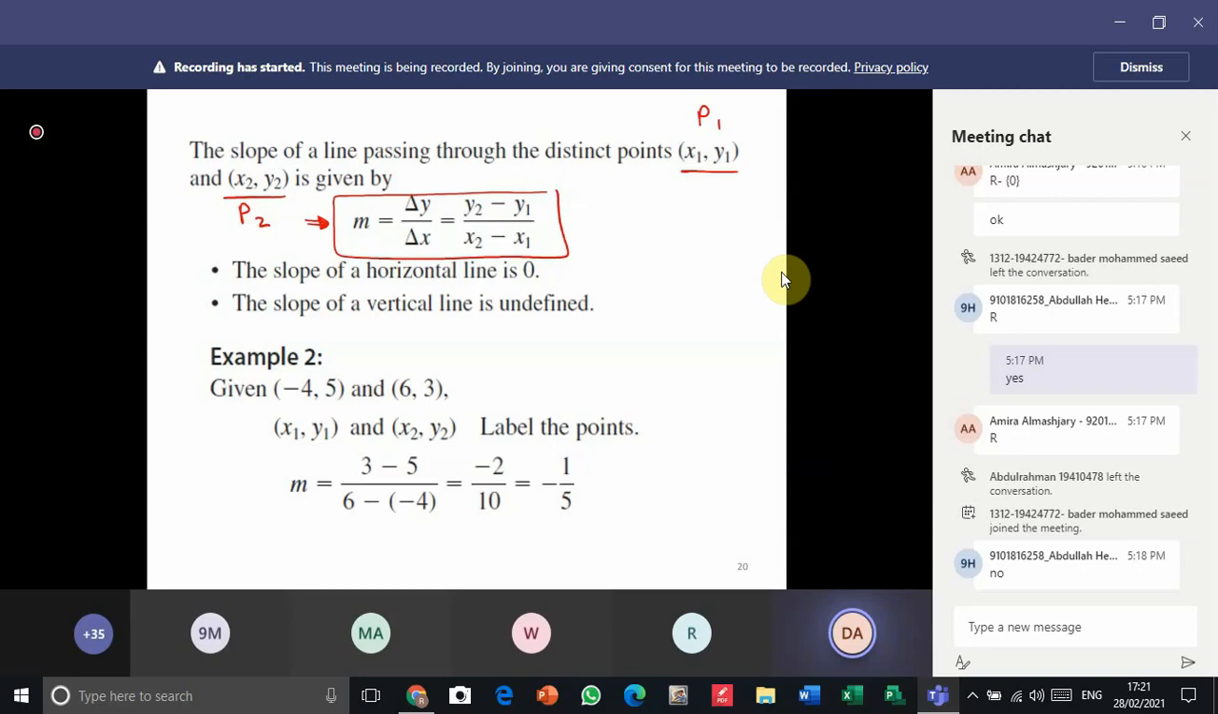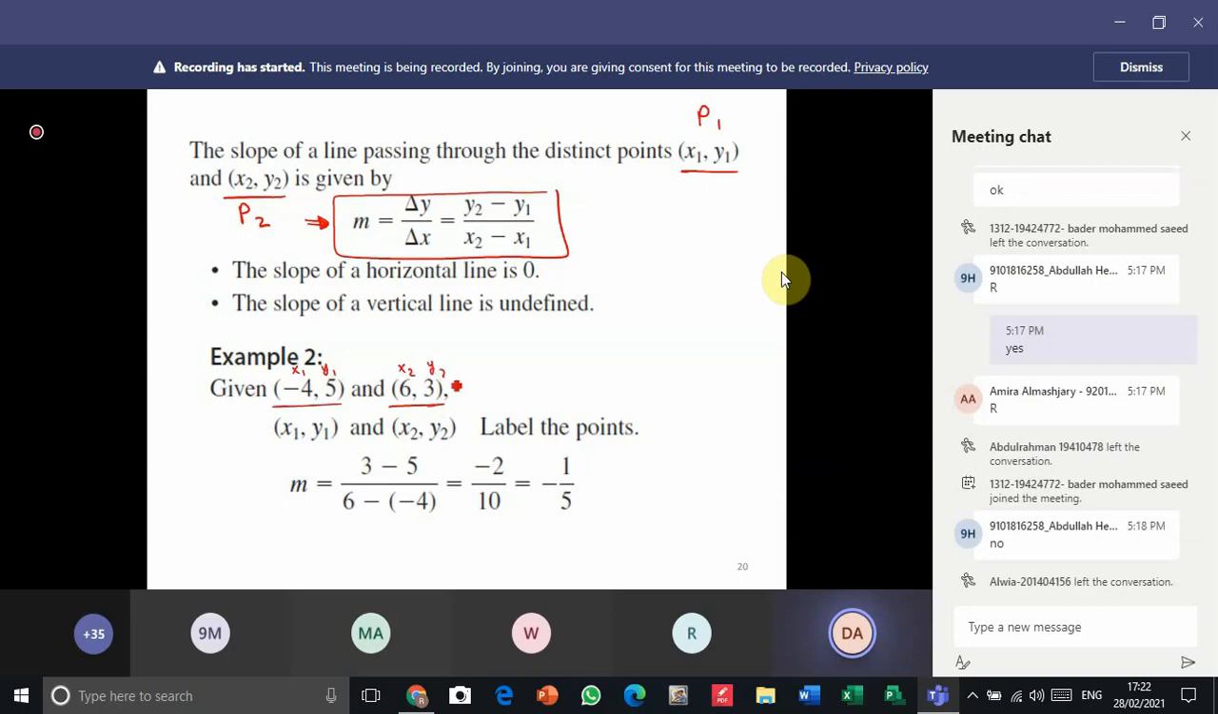For example, like this. This is x1, this is y1, this is x2, this is y2. So the slope equals y2 minus y1, so we have 3 minus 5, over x2 minus x1, 6 minus -4. So we have -2 over 10, which equals -1 over 5. This is if we have two points.